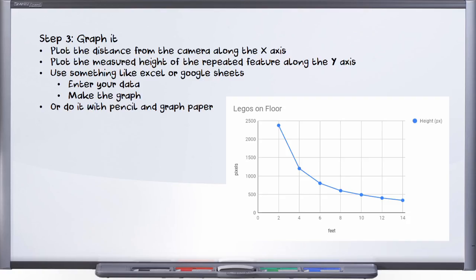Now that we've got our measurements, let's make a graph of it. We should be able to extrapolate from that graph to see where the intersection with the horizontal line should be. This is the results for the first sample of the Legos along the floor at 2-foot intervals. And we can see that this line isn't straight. That's going to make it a little bit more difficult to find the intersection. So let's take a look at some more results.